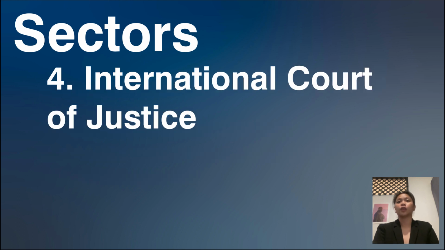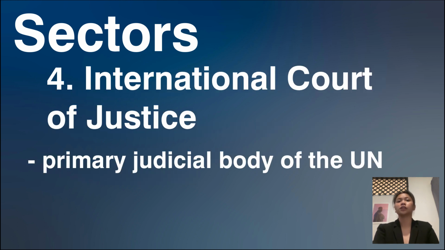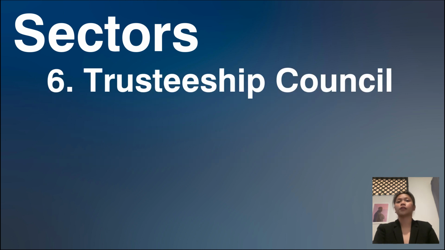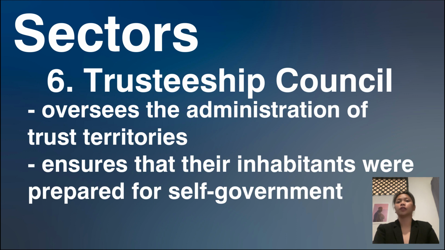The International Court of Justice is the primary judicial body of the United Nations. The UN Secretariat is responsible for carrying out the day-to-day work of the organization and implementing the decisions of other UN bodies. The Trusteeship Council oversaw the administration of trust territories, ensuring that their inhabitants be prepared for self-government, and has now completed its mandate, but its functions continue through other UN bodies.